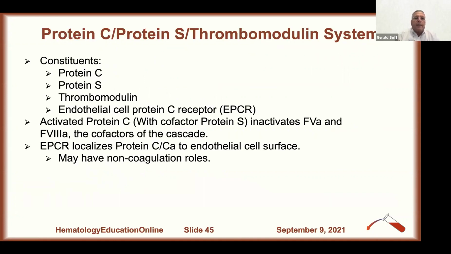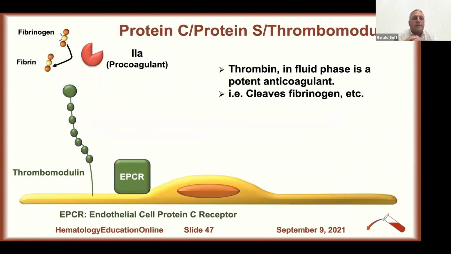The second pathway is the protein C, protein S, thrombomodulin system. So the heparin-antithrombin system neutralizes the enzymes in the clotting system, in the coagulation cascade. And this pathway neutralizes the cofactors. So here are the different constituents, but I'll show you two in cartoon form. It's easier to see. So again, when thrombin is in circulation, it has the ability to convert fibrinogen to fibrin and other procoagulant activities.